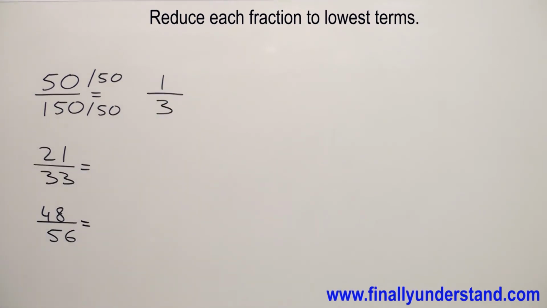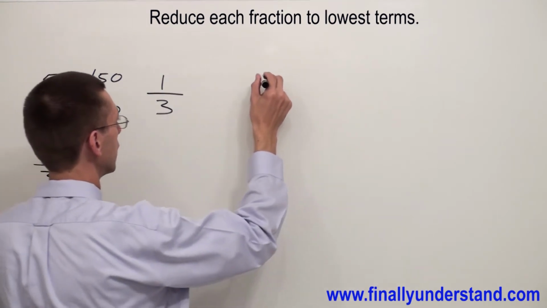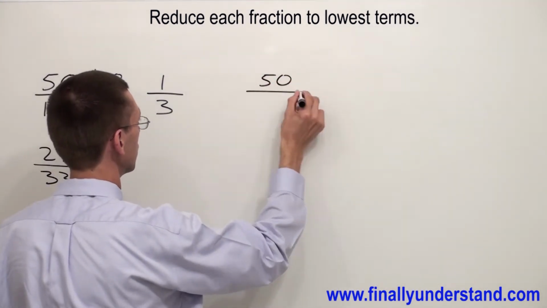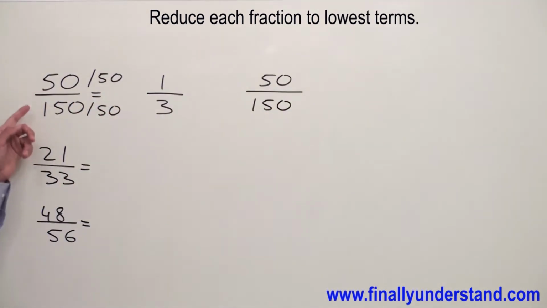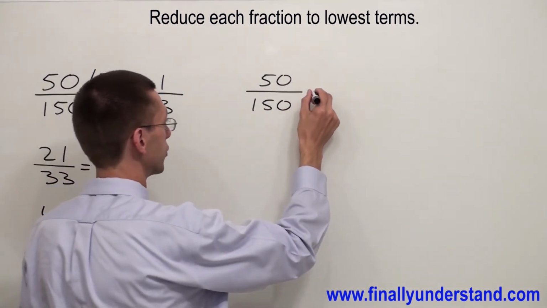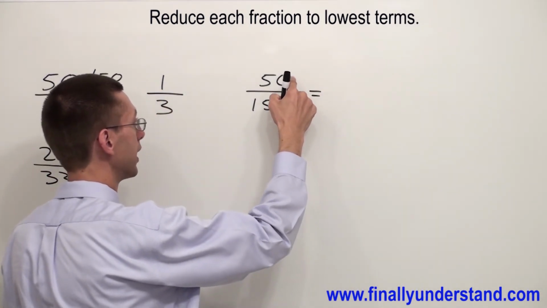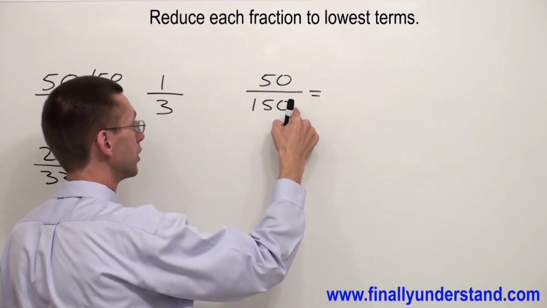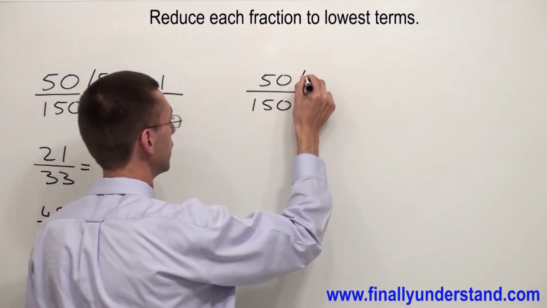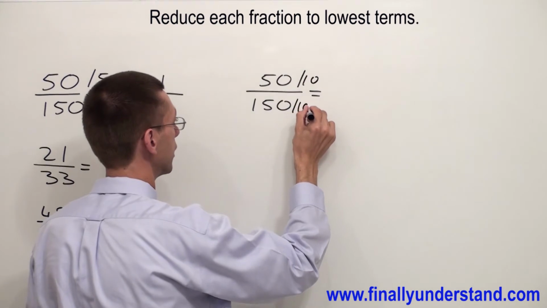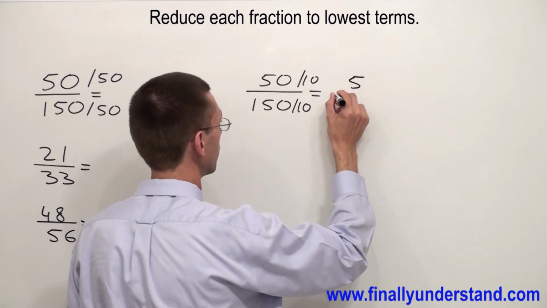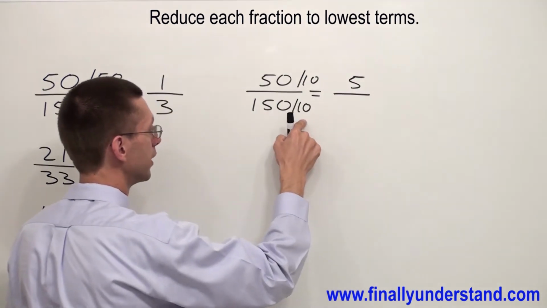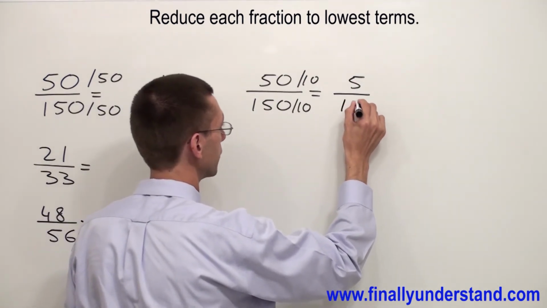Now let me solve this problem one more time. We have 50 over 150. For example, if you are not seeing that 50 and 150 are divisible by 50, what are you supposed to do? Just remember that anytime you have a number which ends with 0, this number is for sure divisible by 10. Okay, so 50 divided by 10 is 5. 150 divided by 10 is 15.